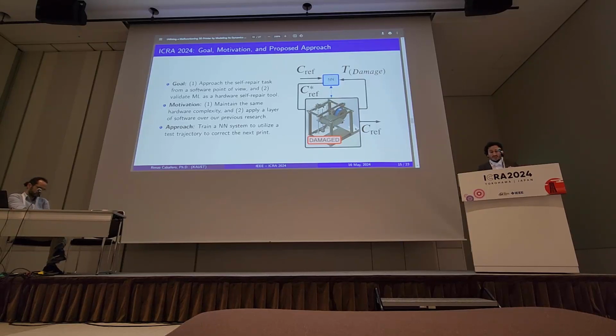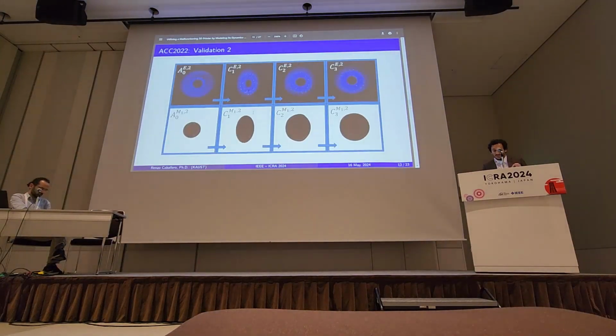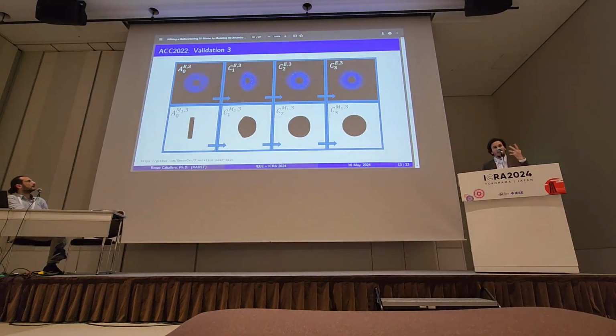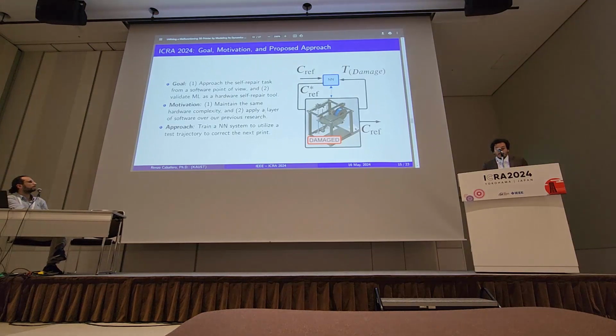So what we do is train a neural network with the simulator that we built here with our virtual 3D printer. We simulate many possible faults on the printer, and we utilize an open source data set with many 3D bodies, and we simulate basically many non-ideal prints. And from that non-ideal print, since we can compare the ideal one to the non-ideal one, we train a neural network to learn from a test trajectory.